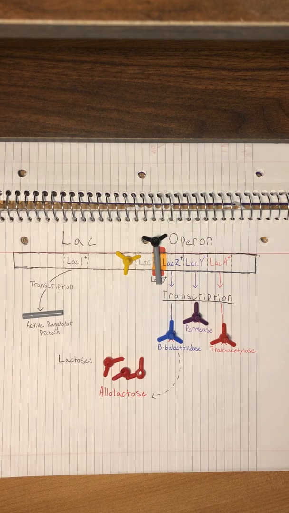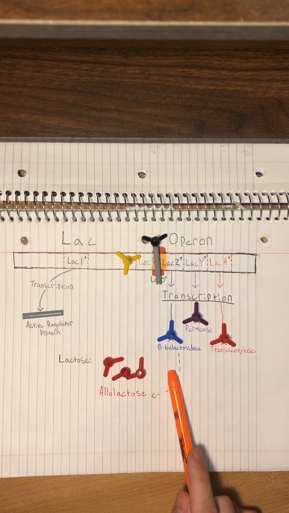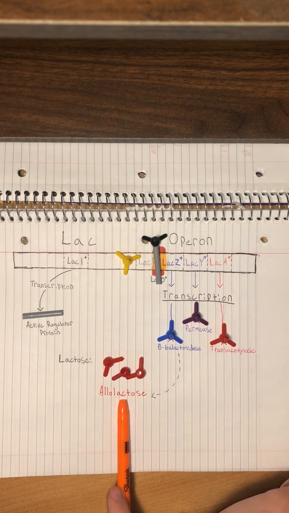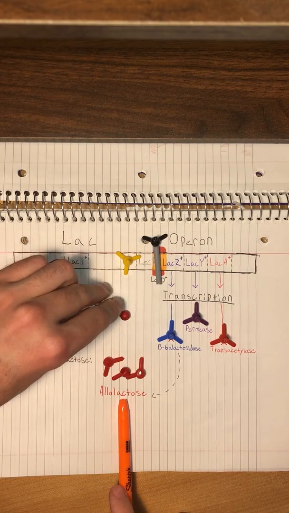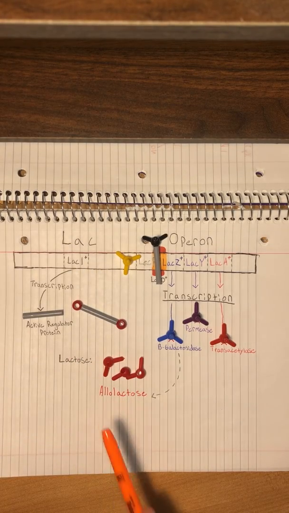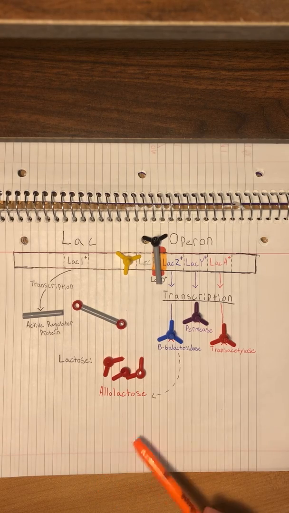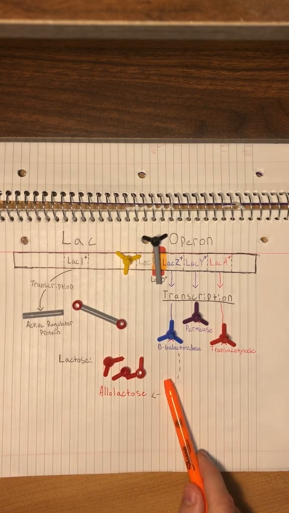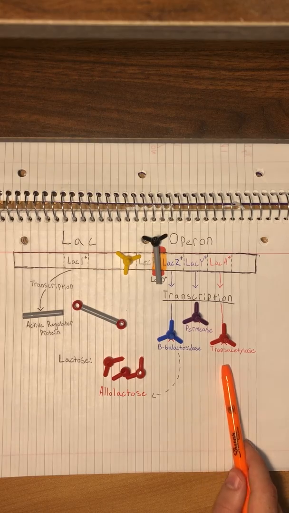So what happens when there's lactose to be metabolized? Allolactose is formed by the enzymatic conversion of lactose by beta-galactosidase. It binds to the regulator protein, causing an allosteric change and not allowing it to bind to the operator. With no repressor bound to the operator, transcription and translation can occur freely, producing enzymes beta-galactosidase, permease, and transacetylase.